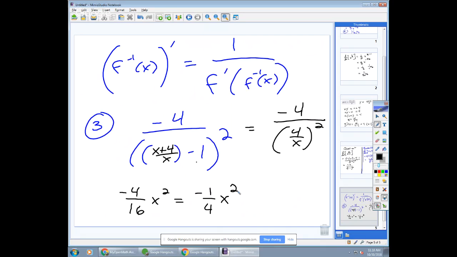The next step. So we found the other function, we took its derivative, and we substituted in. The last step is to flip it.